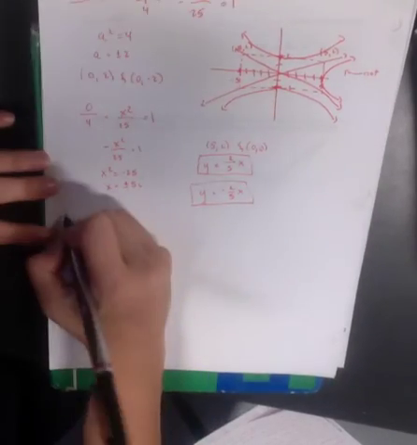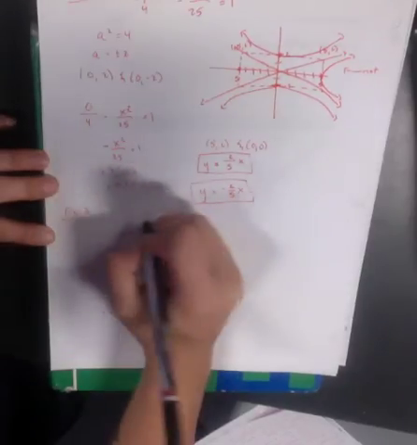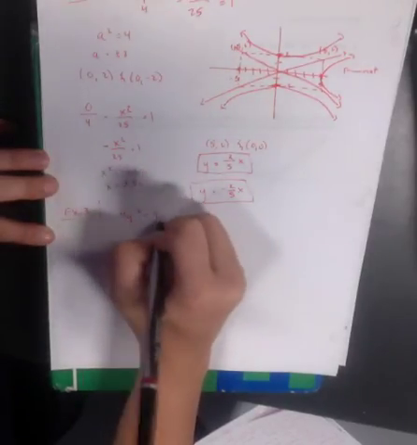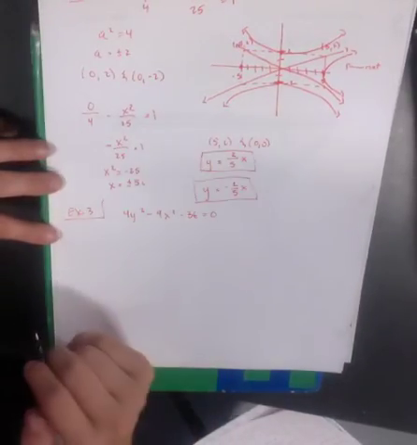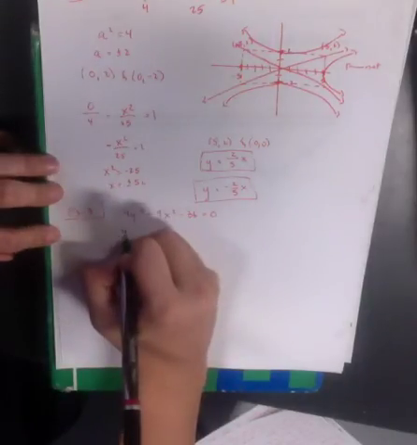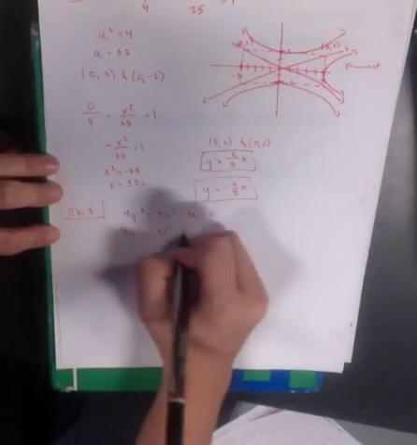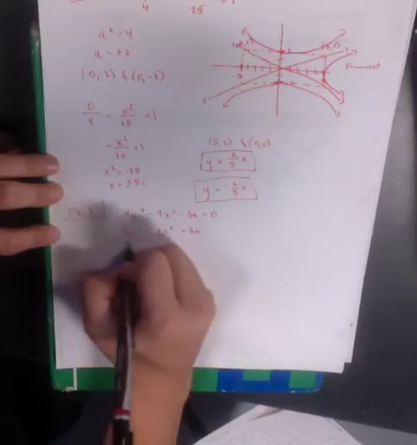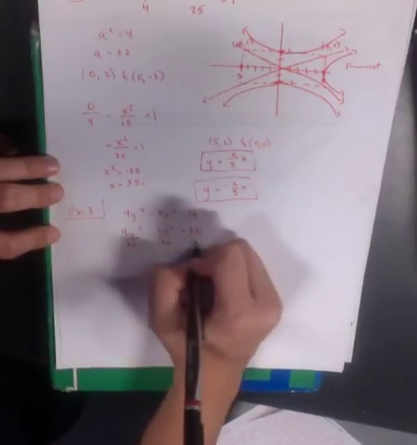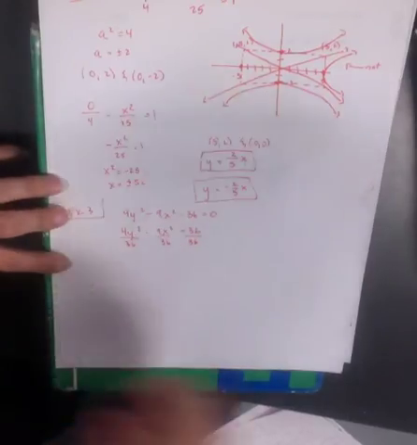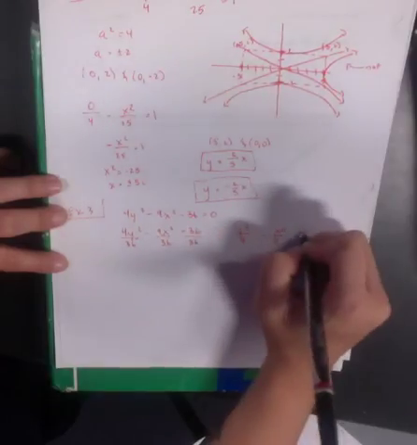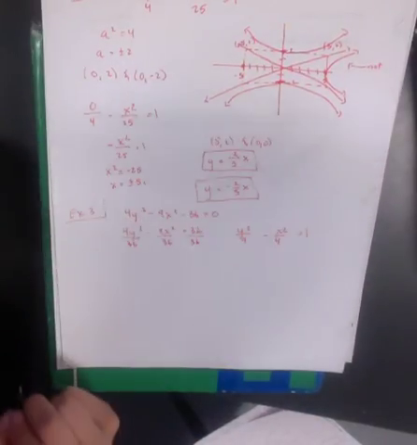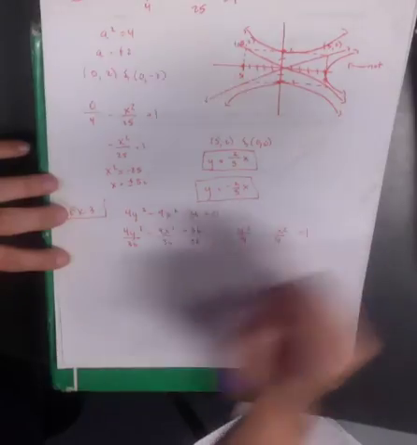Now let's do a slightly harder one. I think I'll have room on this page. What if we started with 4y squared minus 9x squared minus 36 equals 0? We have to first put it in standard form. So move the 36 over, so 4y squared minus 9x squared is 36. And then I'm going to divide every term by 36, leaving me with y squared over 9 minus x squared over 4 equals 1. Okay, this is the standard form.